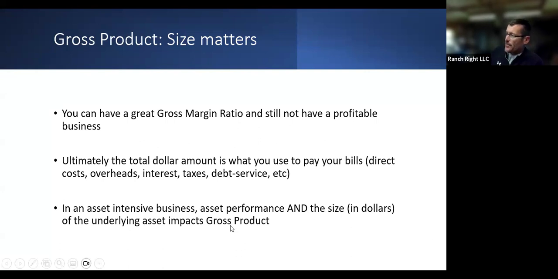In an asset-intensive business like a livestock business or a farm business, we can adjust the asset performance and we can adjust the size of the underlying asset. We have a couple of levers there that we can push on to actually change the outcome. So imagine you have a very big pile of assets that generates a small return, percentage-wise. We may be able to pay our bills with that. Or we could have a relatively small pile of assets that generates a big return. We may be able to pay our bills with that. Questions or comments up to now?